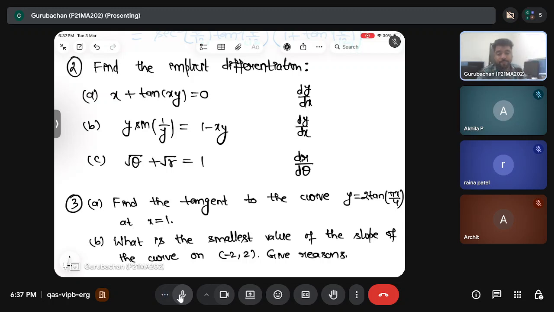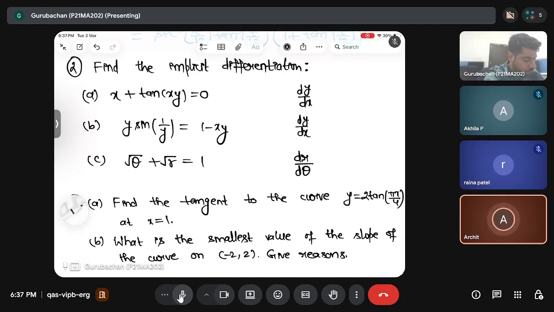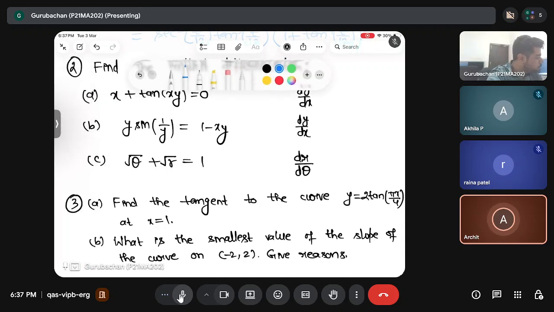So any answers? Yes, sir. Sir, for the first one, it is 1 upon x into minus 1 upon x into 1 upon sec square of xy. For the first one, minus 1 upon x. Okay. Yes, sir. Into 1 upon sec square of xy plus y. Okay.